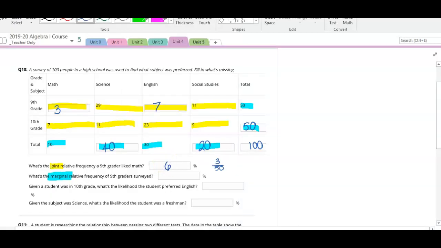The marginal relative frequency of 9th graders. So how many 9th graders were there? 50%.